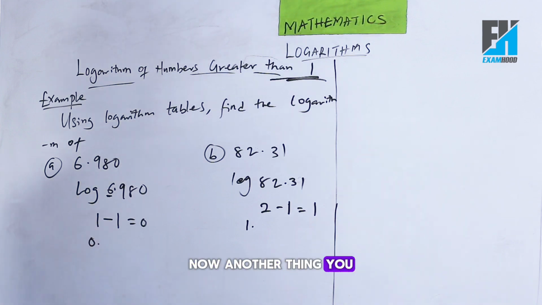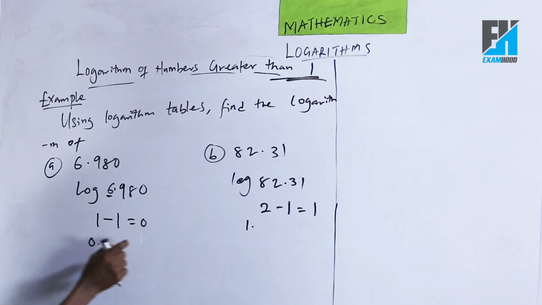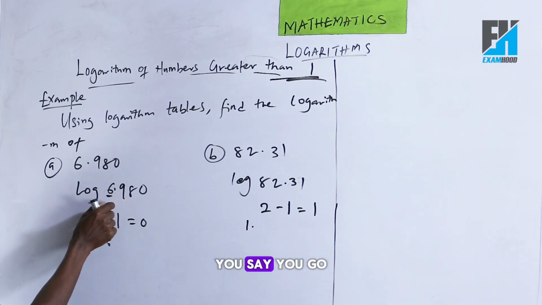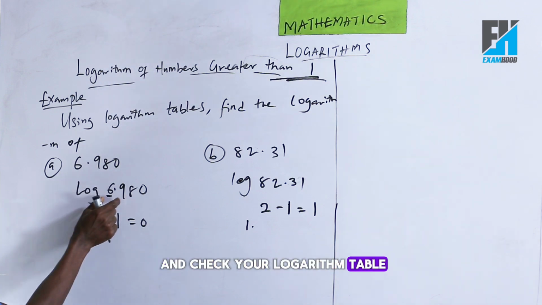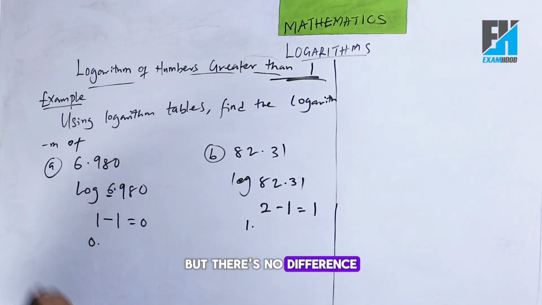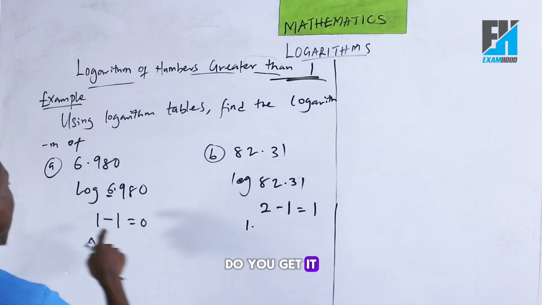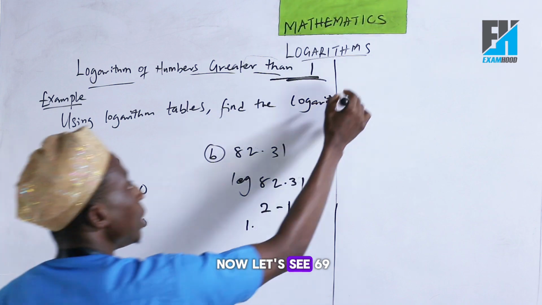Now, another thing you should do in solving this. Since we have our characteristic already, we need to get our mantissa. Now, to get that, you go and check your logarithm table. 69 under 8, difference 0. But there's no difference 0 in the logarithm table. So, it is 1 upward. So, for this now, you should have difference 1. You get it? Now, let's see.